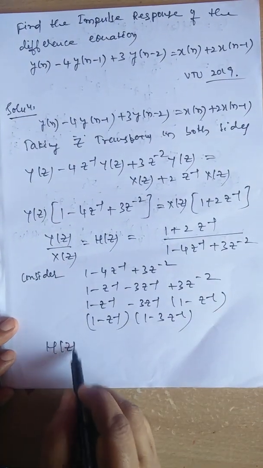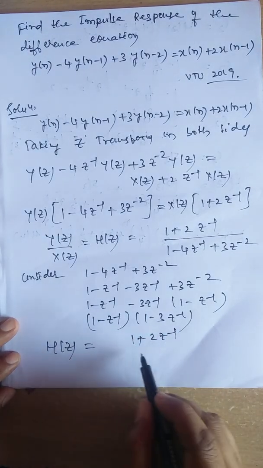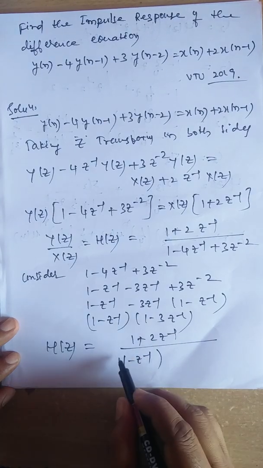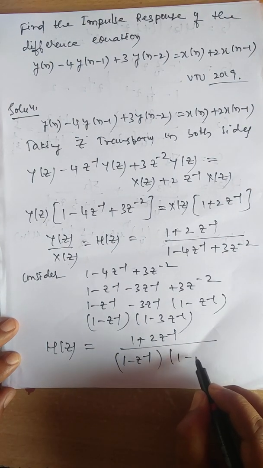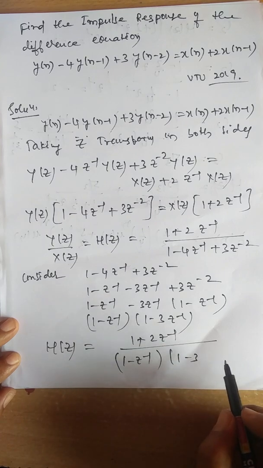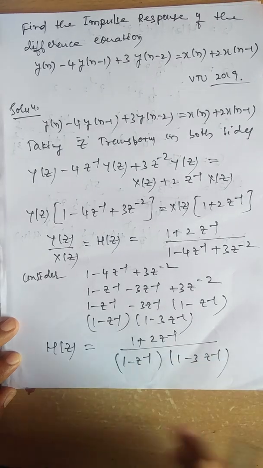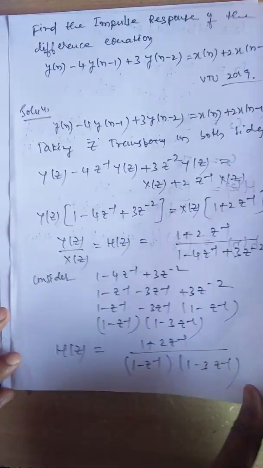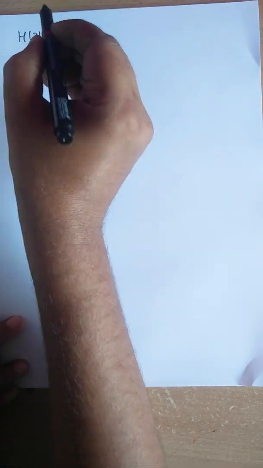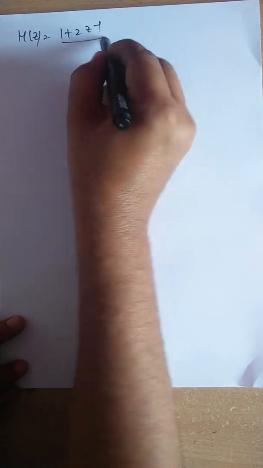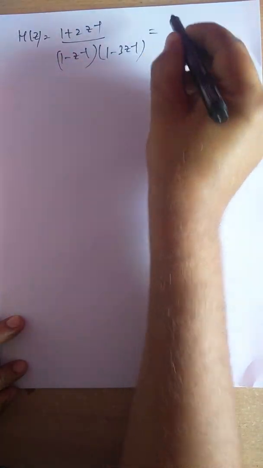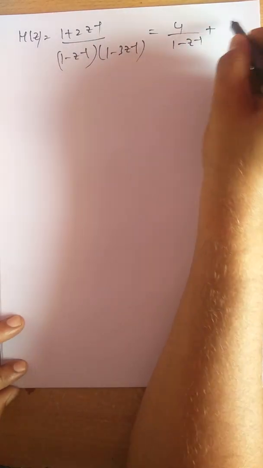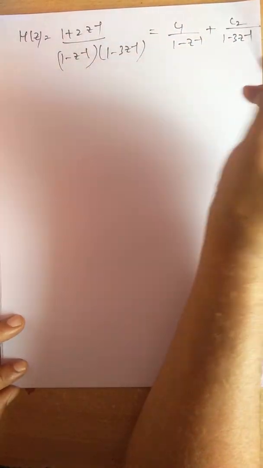Then we can write H(z) equal to (1 + 2z^(−1)) divided by (1 − z^(−1))(1 − 3z^(−1)), which equals c1 divided by (1 − z^(−1)) plus c2 divided by (1 − 3z^(−1)).